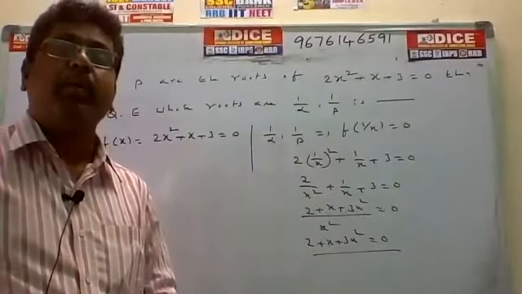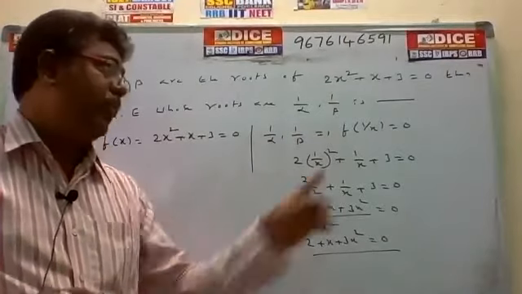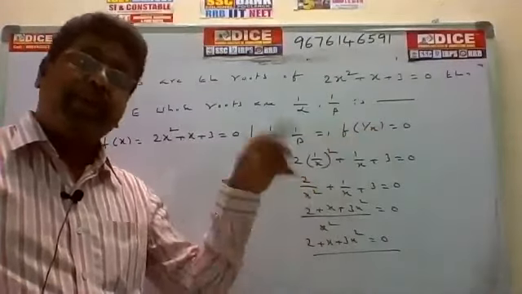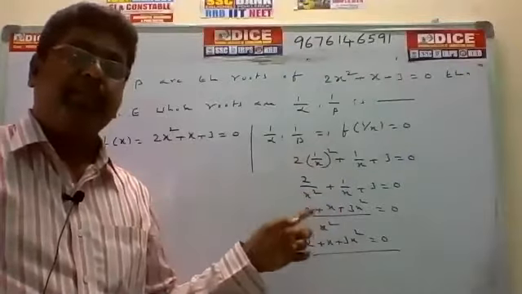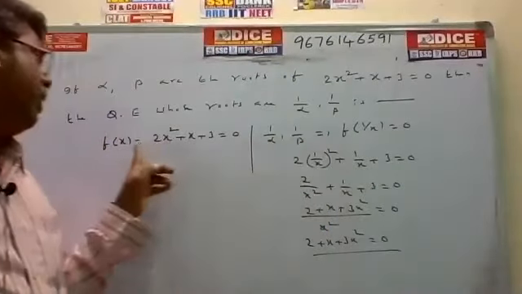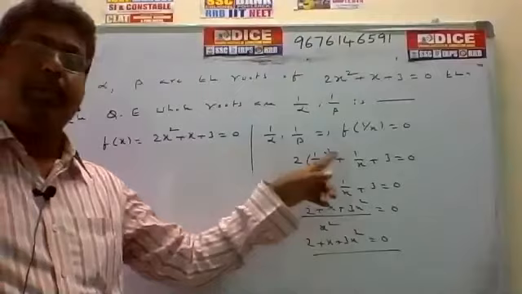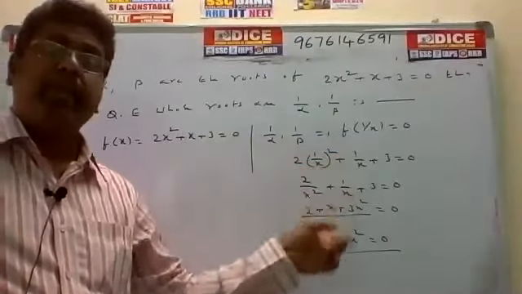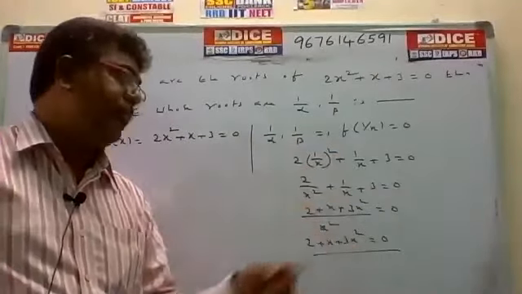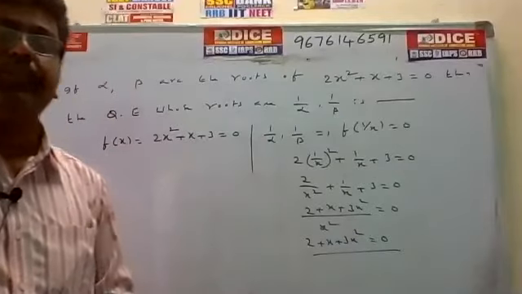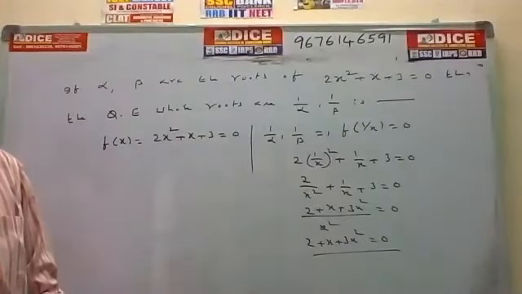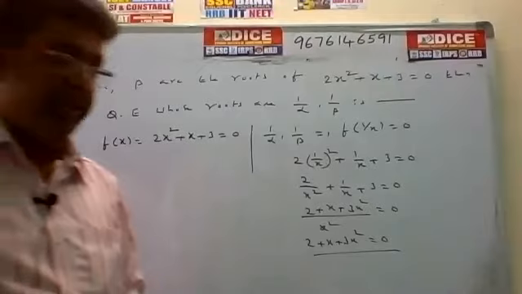So what is the formula I told you? f of 1 by x is equal to 0. In place of x, you have to take 1 by x. Substitute here: 2 into 1 by x whole square plus 1 by x plus 3, that reduces to the answer 2 plus x plus 3x square is equal to 0.